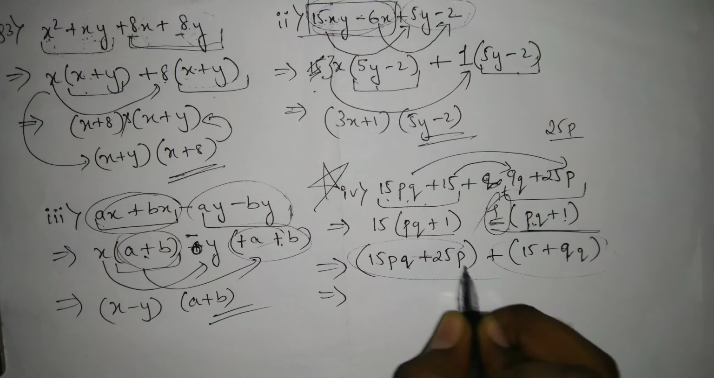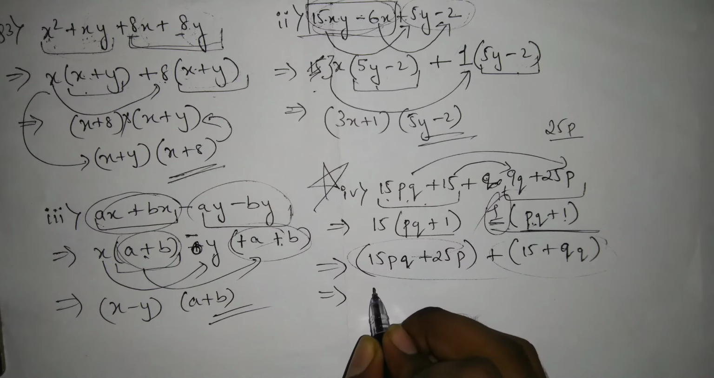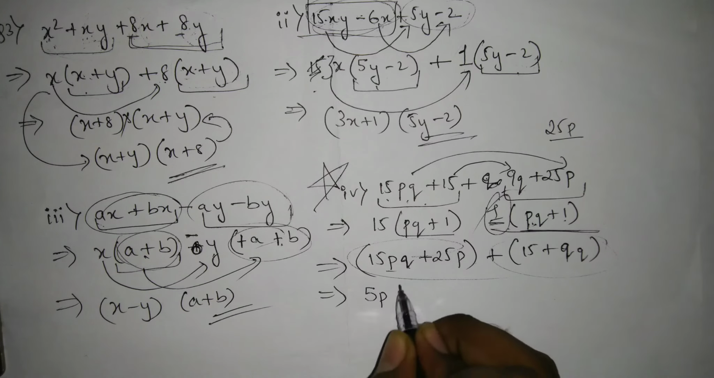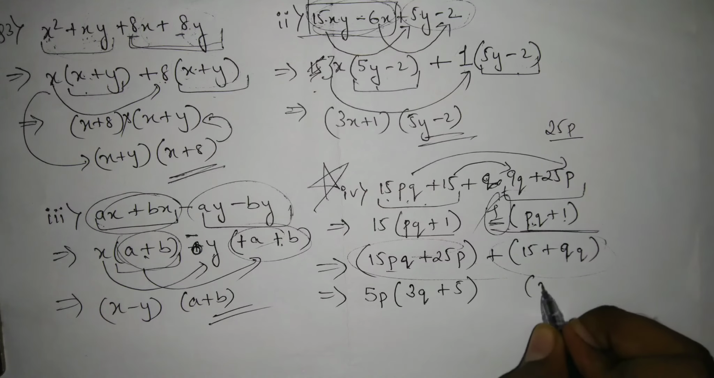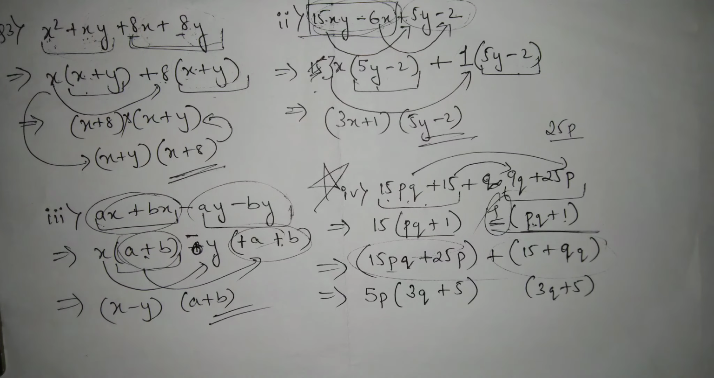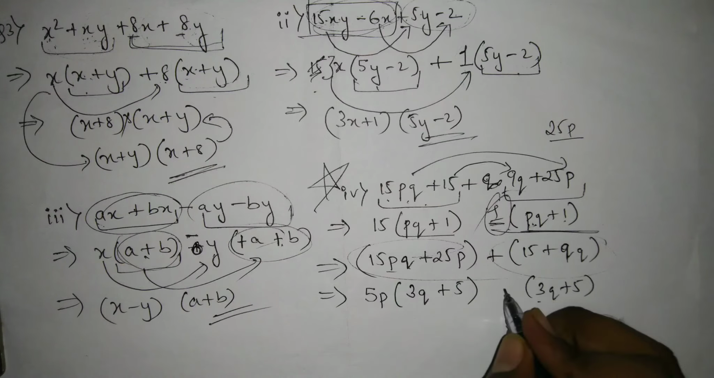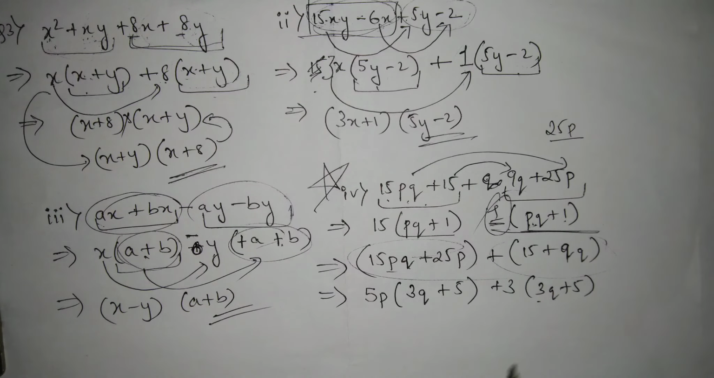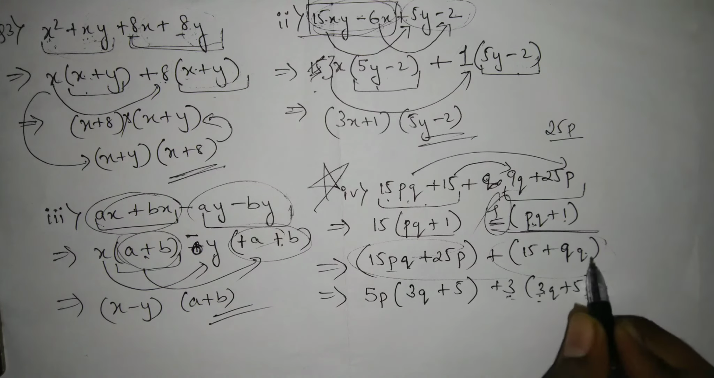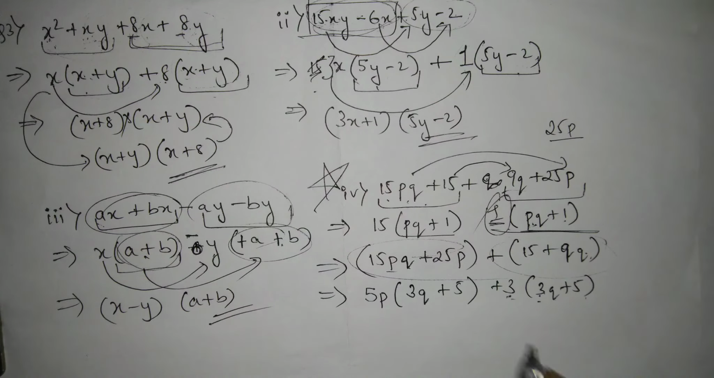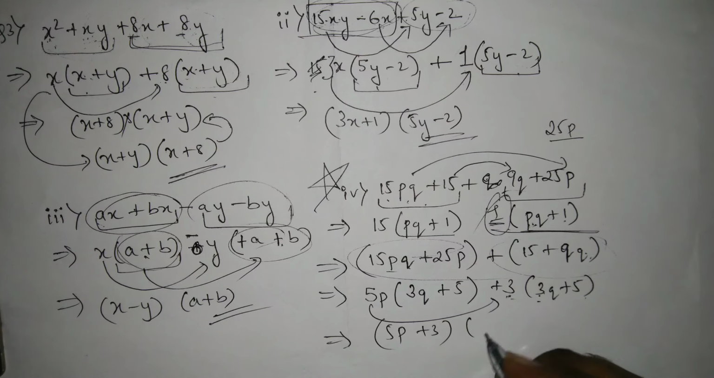Now from here I can take 5 common, and p is also common, so I'll take 5p. What is remaining? 3q plus 5. Then here I should get 3q plus 5. How will I get 3q? I have to put plus 3 here. Why? Because 3 into 3q is 9q and 3 into 5 is 15. Okay, that's it. Now just take this: 5p plus 3 into 3q plus 5. This will be the answer.